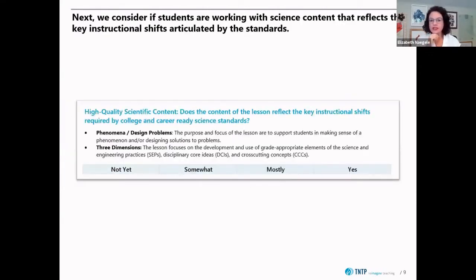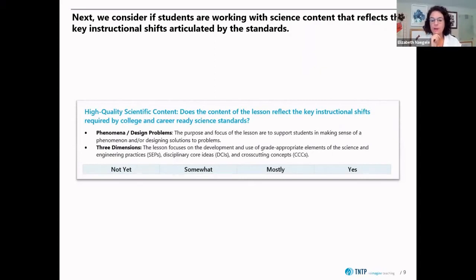Okay. So next, we consider if students are working on science content that reflects the instructional shifts that were articulated by the standards. If you look at the language of these indicators, you're going to see that they're very similar to the language of the indicators that we consider in the content section of the grade appropriate assignment. And that's because we know that if students aren't working towards rigorous grade level standards, the rest of what's happening doesn't matter. As we talked about in the grade appropriate assignments, the standards build intentionally within and across grade levels to prepare students for college and career.